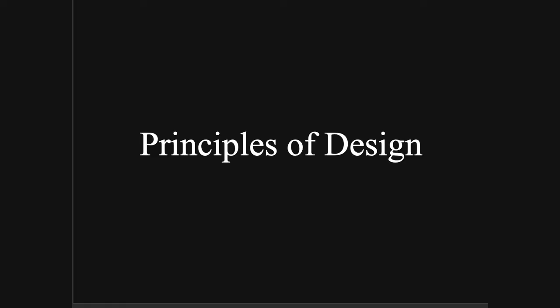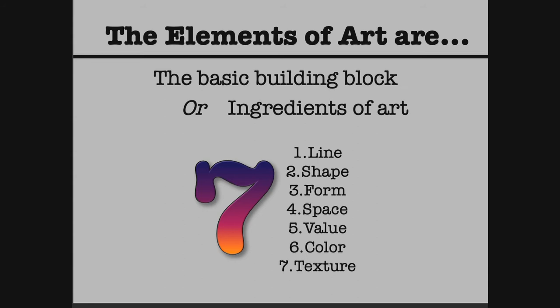Before we start talking about the principles of design, I want to go back and do a small refresher on the elements of art. If you need more information on the elements, please X out of this video and go back and watch the 7 elements of art video. The 7 elements of art are the basic building blocks, or the ingredients, to art: line, shape, form, space, value, color, and texture.